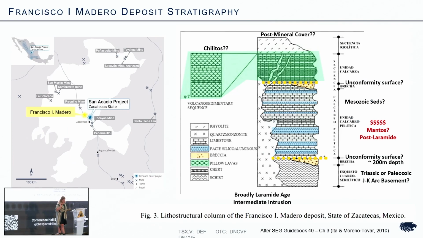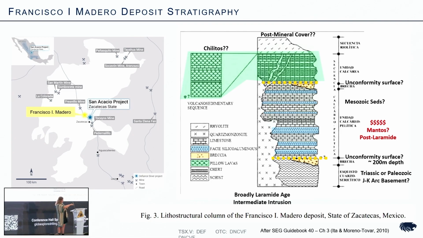This is my interpretation of the limited information that I have and understand about Francisco y Madero. When I look at this, I see two conglomerates, probably marking unconformities. This is some type of Triassic or potentially even older basement. These rocks are actually quite metamorphosed, unlike the Triassic basement on the main Zacatecas block, which is weakly to moderately metamorphosed. Then you have this package of rocks that is the host to the mineralization here, in my understanding.